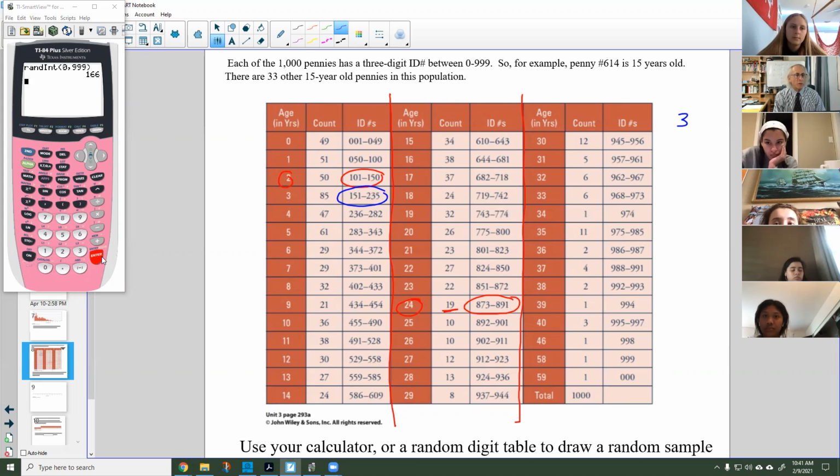Then I'm going to do it again. You can just hit enter and it'll do it again. My next penny is number 830, so that's in this group here. My next penny is 22 years old. Okay, so do that for 5 pennies. Everybody do that for 5 pennies.